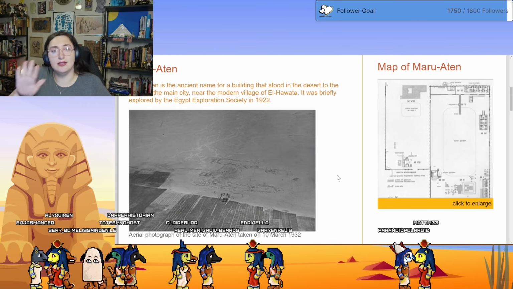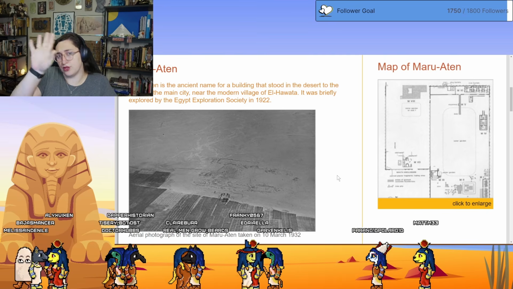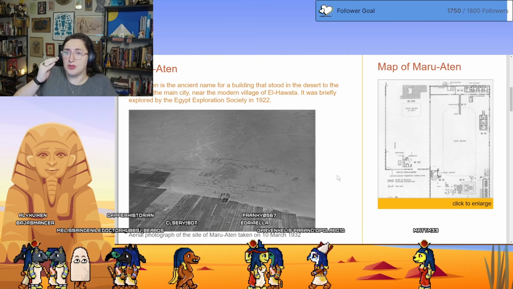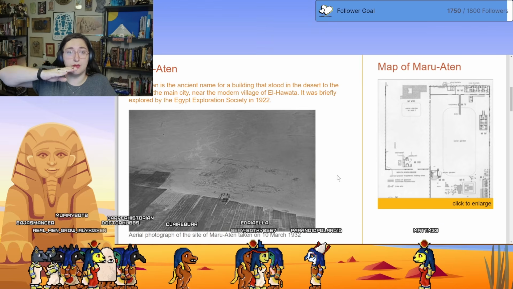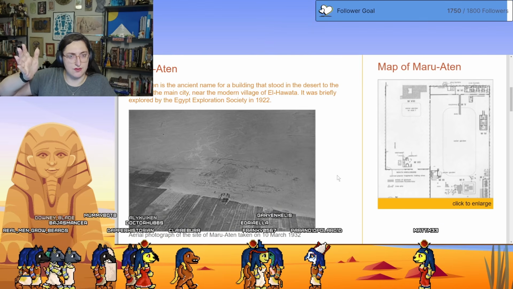Granted, there is a lot of modern day cultivation, so who knows, there could have been more around that area, but there seems to be a distinct disconnect where there is nothing in between the two of them.